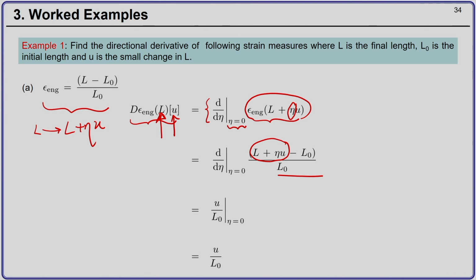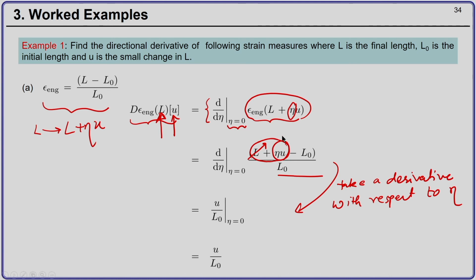Then the next thing we do is take a derivative with respect to eta. If you take the derivative with respect to eta, L does not depend on eta. Obviously, there is only one eta term, which is over here, and L0 does not depend on eta, so that also goes away.